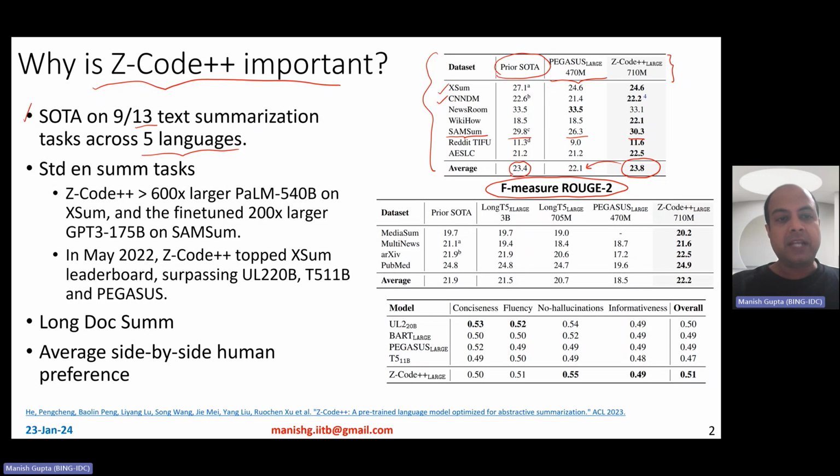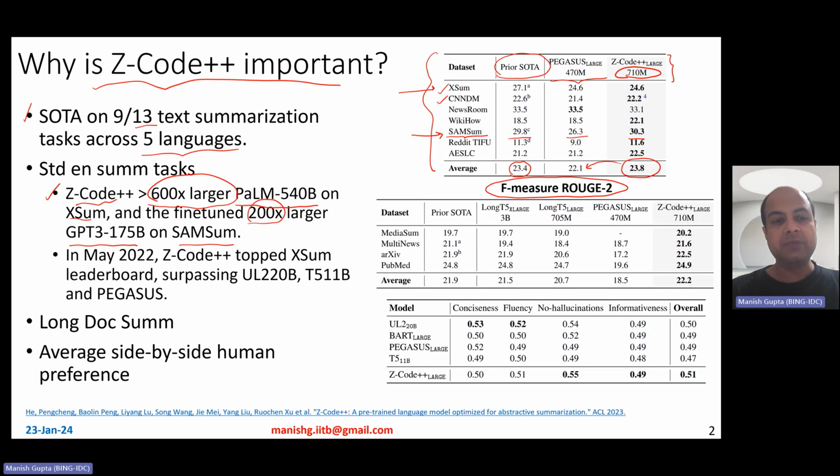On standard English summarization tasks, Zcode++ is actually better compared to the PaLM 540 billion parameter model, especially on the XSum dataset. And the PaLM 540 billion parameter model is like 600x larger compared to the Zcode++ 710 million parameter model. So it's better than a much larger model. Similarly, Zcode++ is also better compared to the 200x larger GPT-3 175 billion parameter model, especially on the SAMSum dataset. So Zcode++ is better compared to much larger models, giving you better accuracy for abstractive summarization.